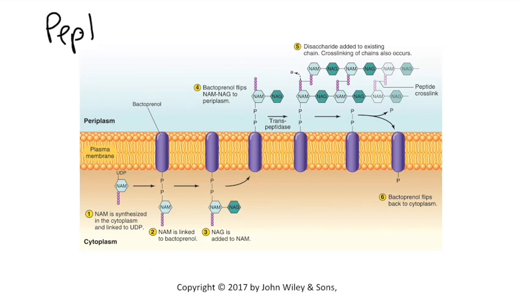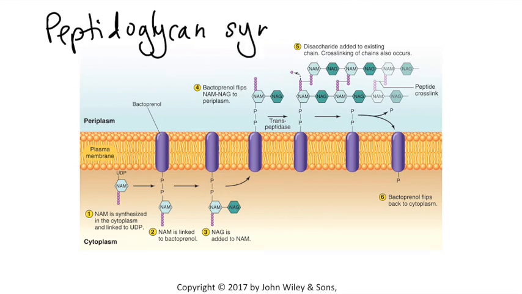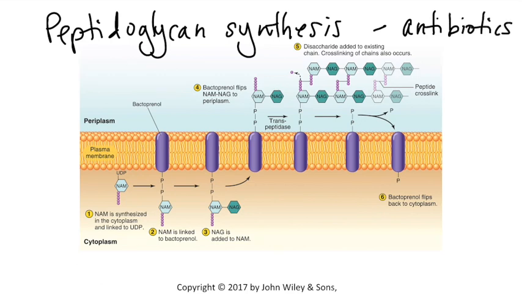The process of peptidoglycan synthesis is pretty involved. But there are a few parts of it that it's good for you to know, because these are often parts that are targeted by antibiotics. So a lot of the antibiotics that you take to treat a bacterial infection actually target cell wall synthesis. In our first step, that NAM is synthesized in the cytoplasm, and it's linked to a UDP there at the plasma membrane. This gets linked to a particular protein called bacterial, and after that, the NAG gets added to it.